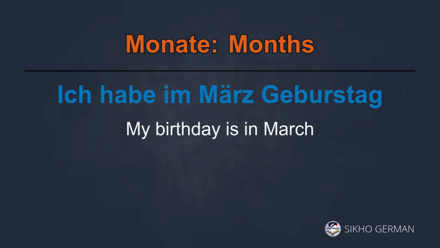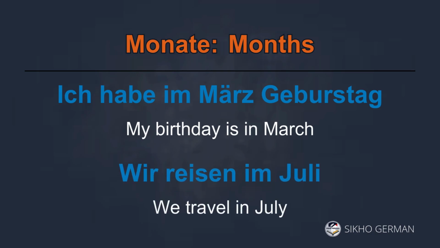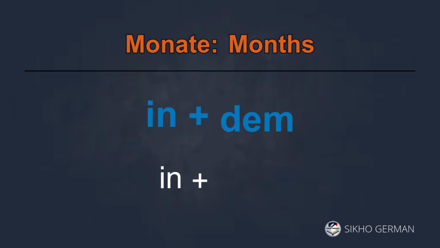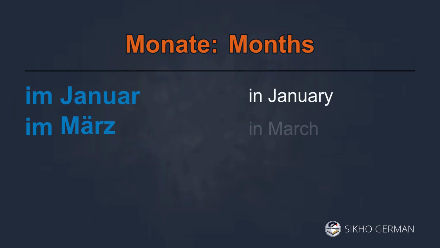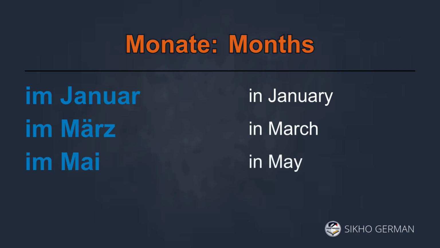Now let's use these in sentences. We say, Ich habe im März Geburtstag. My birthday is in March. And wir reisen im Juli. We travel in July. When you want to say in a particular month, you use im, which is in combined with dem, the dative article. So we say im Januar, im März, im Mai, im August, and so on. All the other months follow the same pattern, im plus month name.